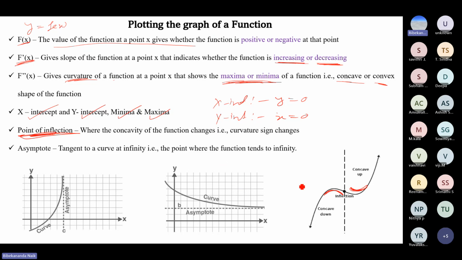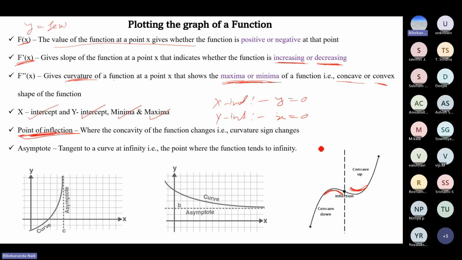Like here you can see this function, this was concave down, but at this point it was concave up. So this curvature is changing sign. The curvature here was positive, but here the curvature is negative. So where the curvature changes sign, that is called the point of inflection, and that point of inflection means the double derivative is equal to 0.